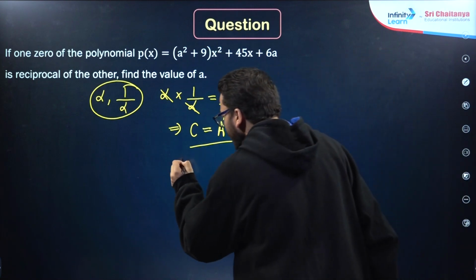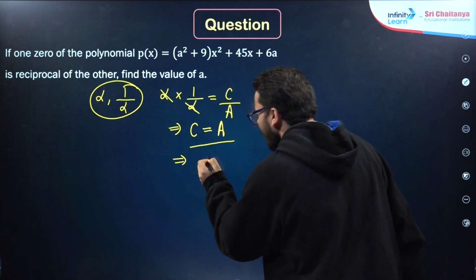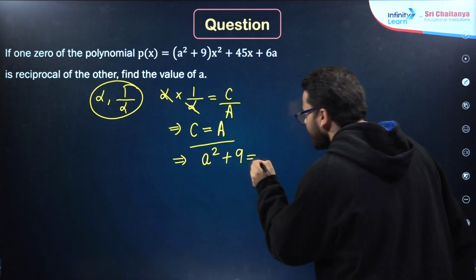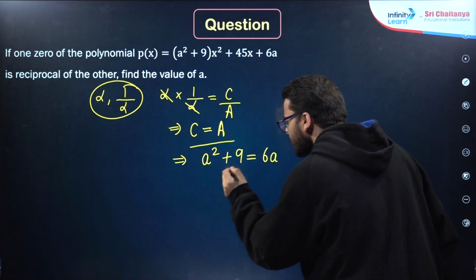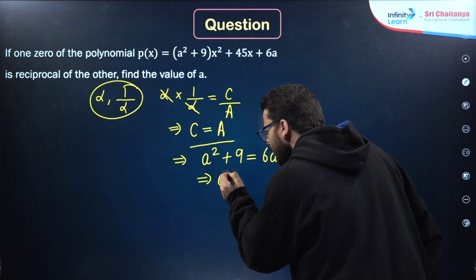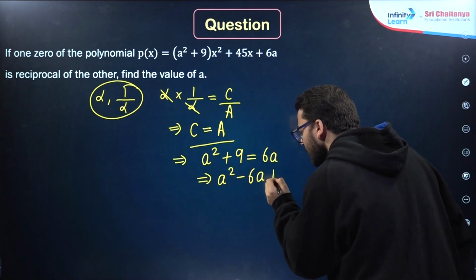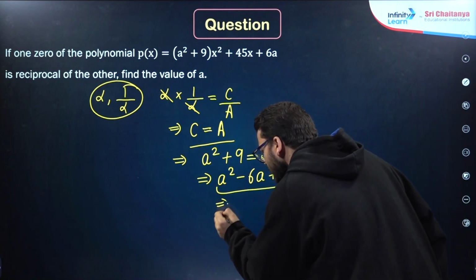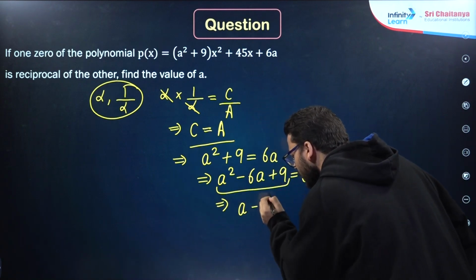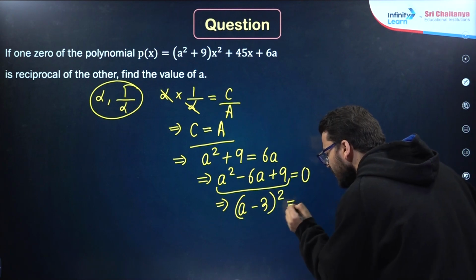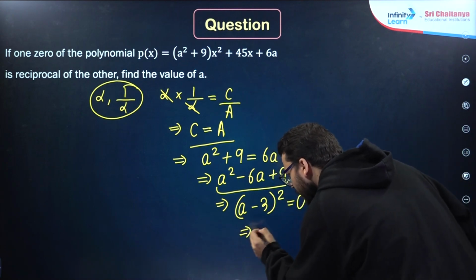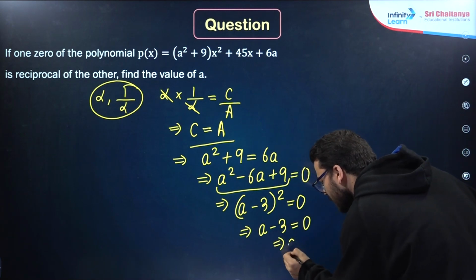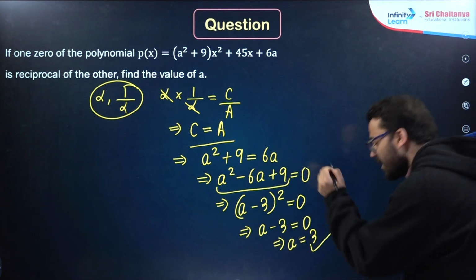So you see over here, the coefficient of x square is a square plus 9, and the constant term is 6a. So you can just simplify. You'll get a square minus 6a plus 9, that is equal to 0. So if you use identity over here, this is nothing but a minus 3 the whole square. So you see, this is only possible when a minus 3 is equal to 0, or you can say a is equal to 3. So that is the answer.